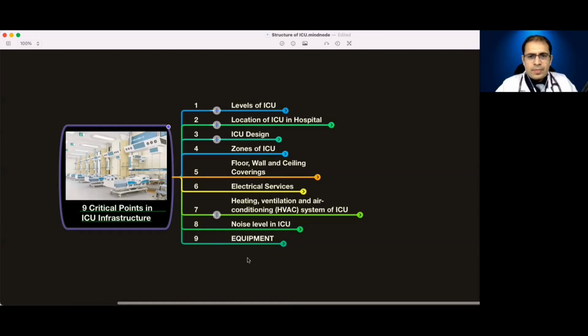And lastly, we will discuss the equipment. So it is an action-packed session with 9 critical points. If you take care of all these 9 points, I think the ICU will be effective, affordable, high quality, and incident free. We will go deep into all these topics one by one.